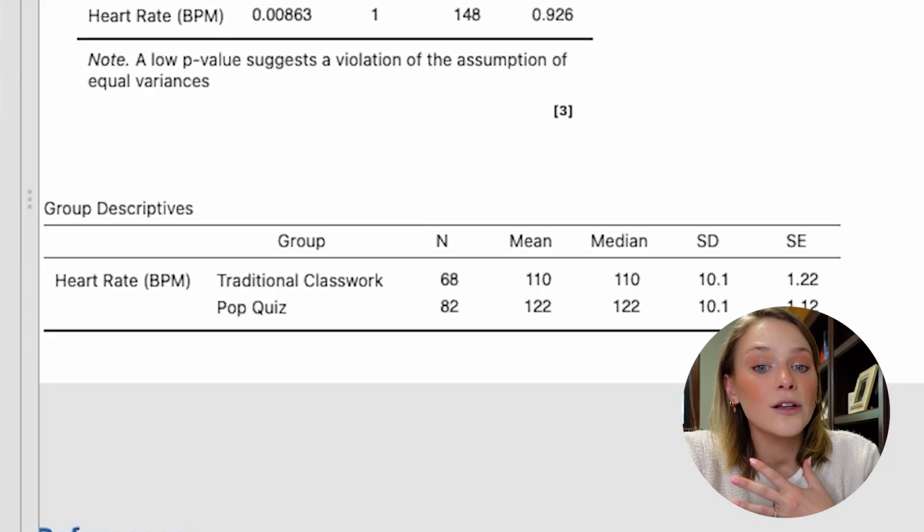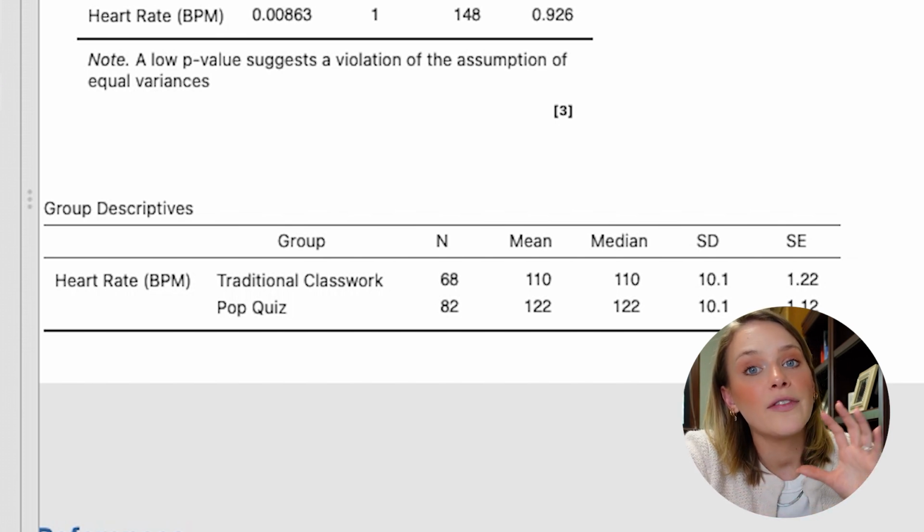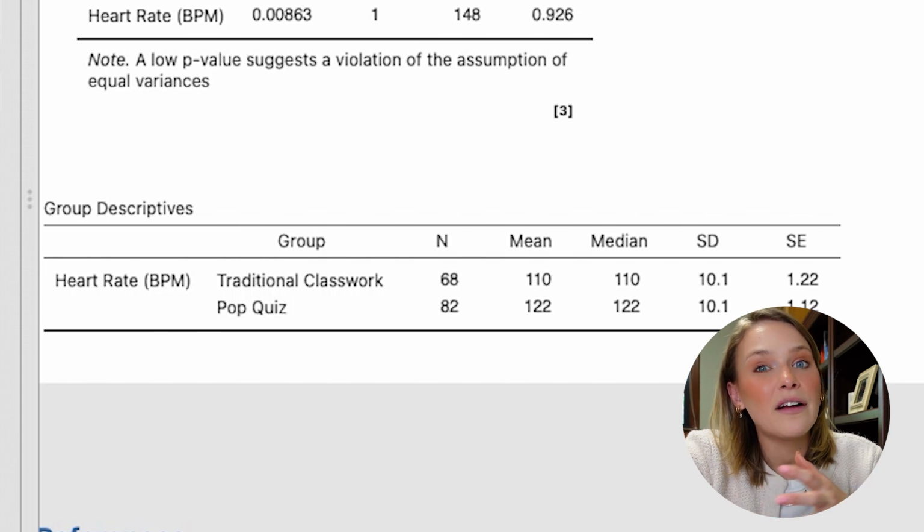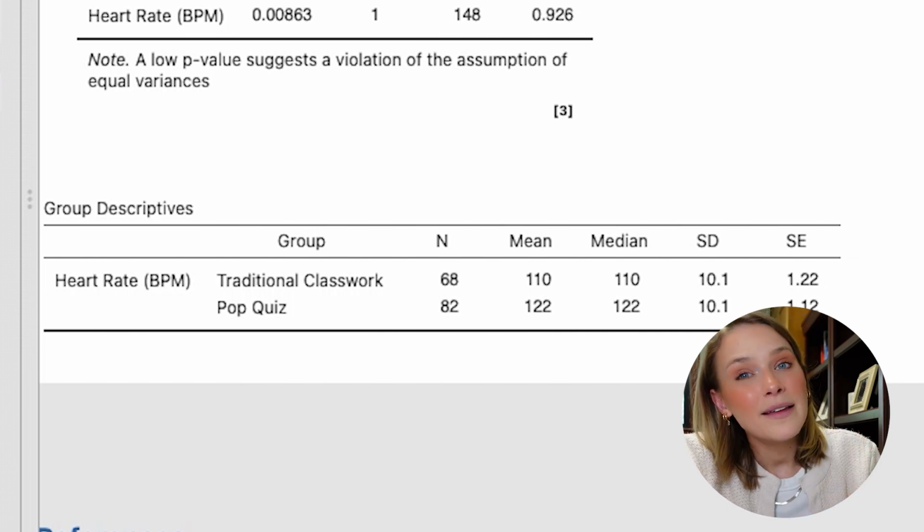Now we can also take a look at descriptive statistics, looking specifically at the averages of the two groups. So we've got the heart rate for the traditional classroom being at around 110 beats per minute, while the pop quiz group is averaging 122 beats per minute. So you can see the difference between 122 and 110 is around 12. So that's where we're getting that mean difference from there. And this also tells us that it's the pop quiz group that has that higher heart rate. So that might make us think, maybe there's something about pop quizzes, maybe they're more stressful or anxiety provoking that is resulting in some higher heart rates for the students that are in that group, potentially.